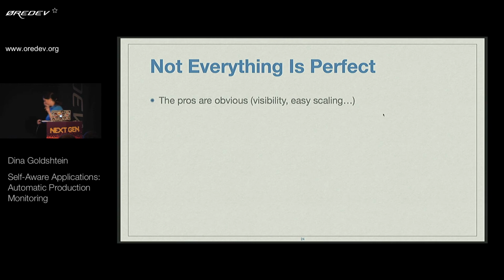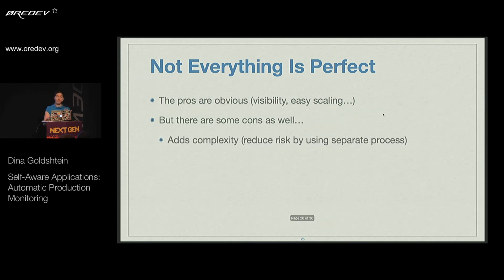Before we finish, and we already saw a small example of that before, it's obvious what the advantages are. You get visibility into your application, you can scale your code without having to grow the team, but there are risks and there is a price that you pay. The first, of course, is that you add complexity to your system. It's more code, it's more things that can fail. However, you can try to reduce that risk by implementing all of this logic in an external watchdog process.